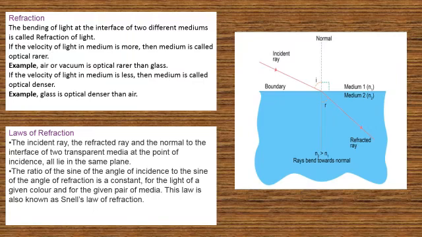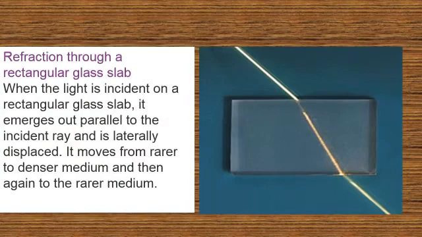Now we have to look at how this refraction works through a glass slab, a rectangular glass slab. Here we can see it clearly. When the light is incident on a rectangular glass slab, it emerges out parallel to the incident ray and is laterally displaced. It moves from a rarer to a denser medium and then again to the rarer medium.